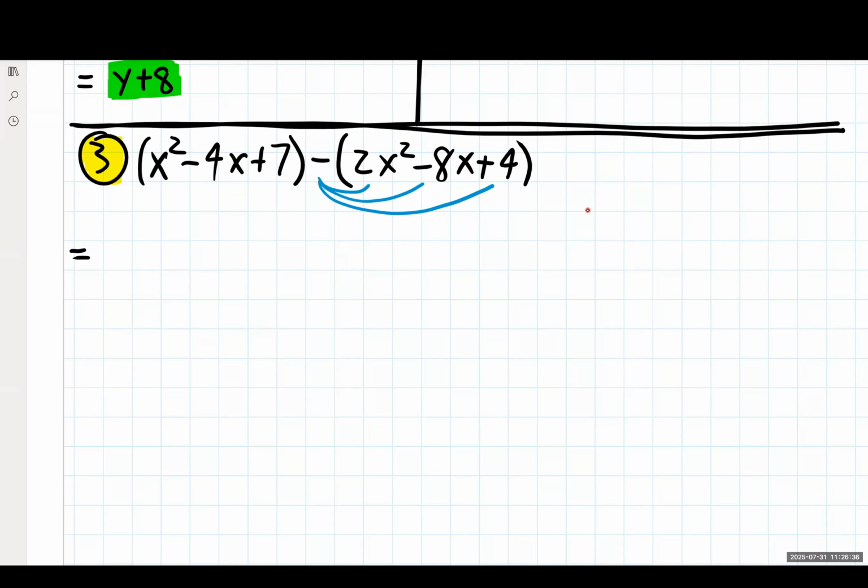So my first polynomial is going to stay the same. It has a positive in front of it, there's no negative in front here, so there's no sign change that takes place. Negative distributes through. This 2x squared is going to become minus 2x squared. This negative 8x changes and becomes plus 8x. And the 4 that's positive becomes a minus 4 at the very end. So now that I have everything distributed through, all of the sign changes were done accurately, I'm hoping.